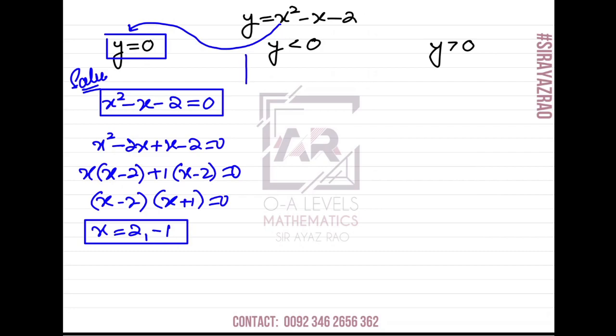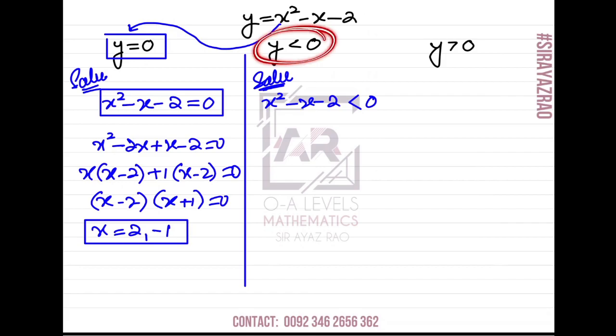Now how do they ask this quadratic inequality? This is the portion where they ask you to solve the quadratic inequality. How are they going to ask you in the exam? They are going to ask x square minus x minus 2 less than 0. They are going to ask this question directly. They won't ask you what is the value of x when y equals 0. They are going to ask you the question like this. So what you need to understand is they are basically asking you what is the value of x when y is less than 0. If they give a question like this, you need to think of it as what is the value of x when y is less than 0.